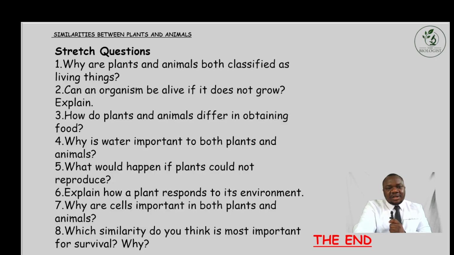The seventh one is, why are cells important in both plants and animals? And which similarity do you think is most important for survival and why? So these are questions you can just play with. And if you find anything difficult here, you can put it in the comment section and we'll discuss it.